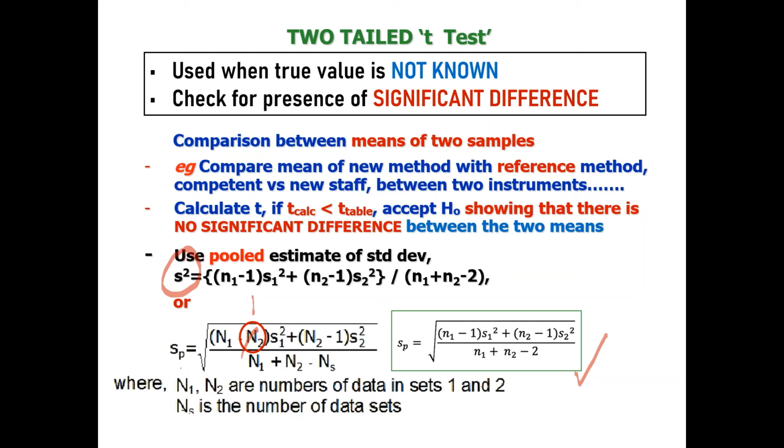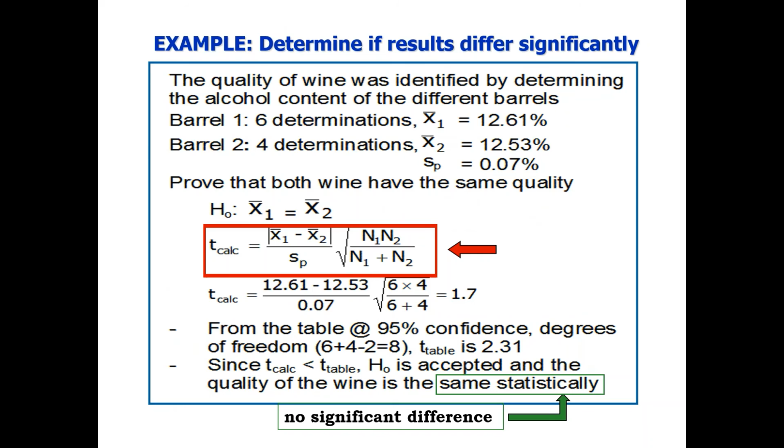N1 and N2 are the numbers of data, the number of replicates in set 1 and set 2, whereas NS is the number of data sets. You are studying two data sets, comparing between two sets, meaning the number is 2. So you insert all your data into this formula to obtain the pooled standard deviation of your two means. Okay, look at the examples.